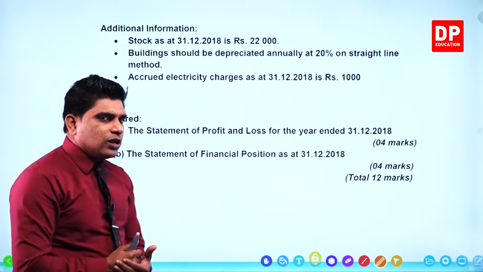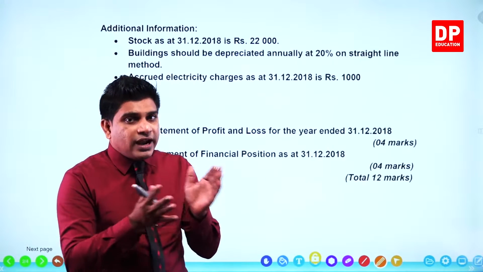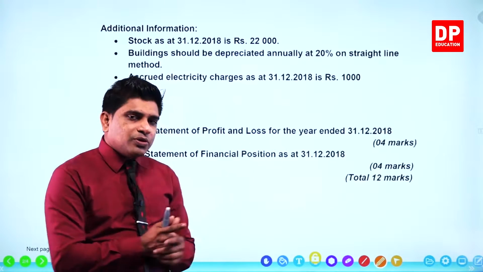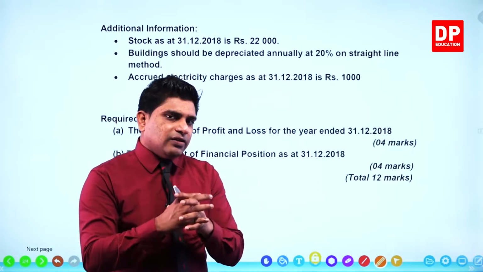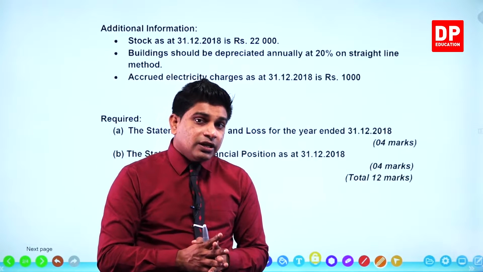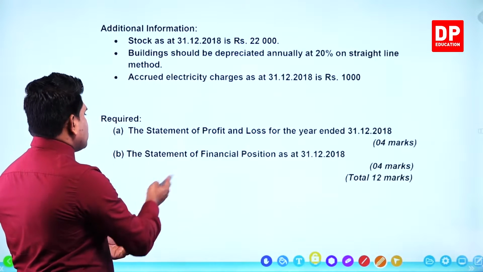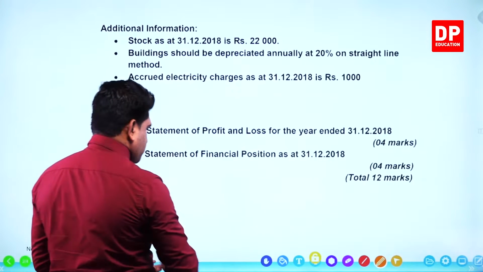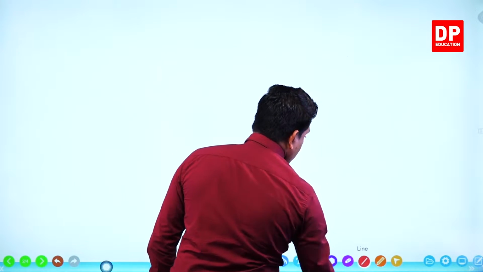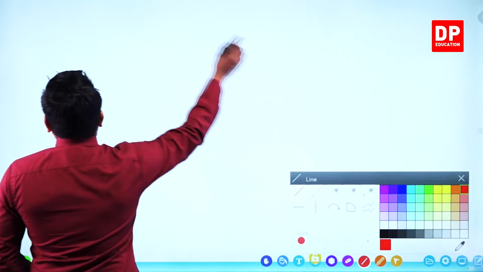Accrued electricity charges: all payable expenses are to be added to the relevant expense given in the trial balance. So you have to add this 1,000 rupees to the given electricity. After that, you write the final value under administration expense, and only the accrued payable value under current liability. Now the time is to do the question. They expect the profit and loss statement and the statement of financial position. First we draw the profit and loss statement.